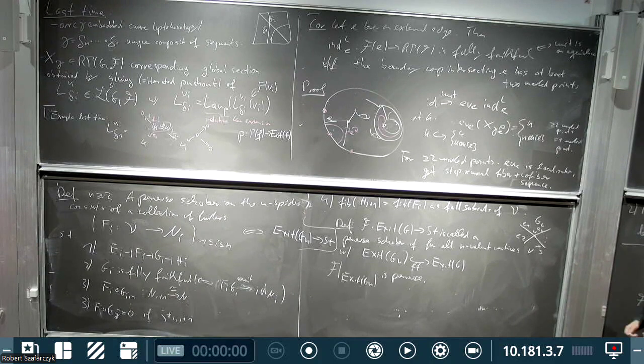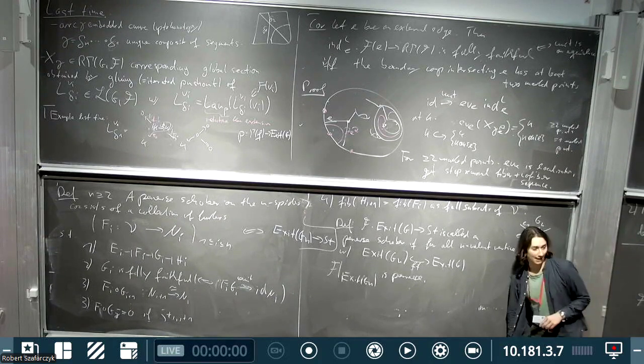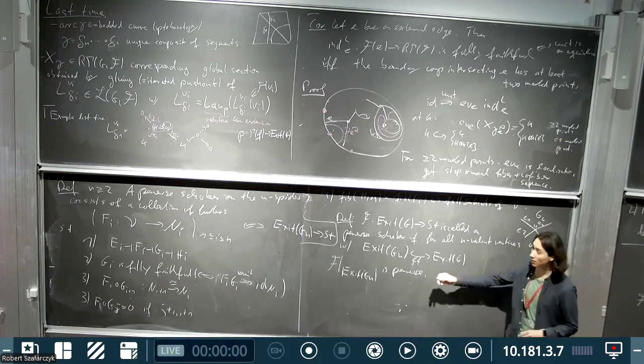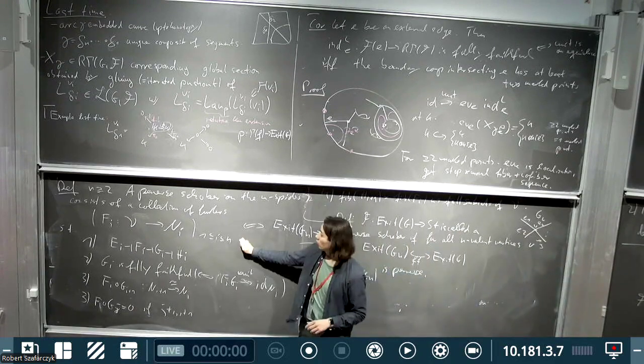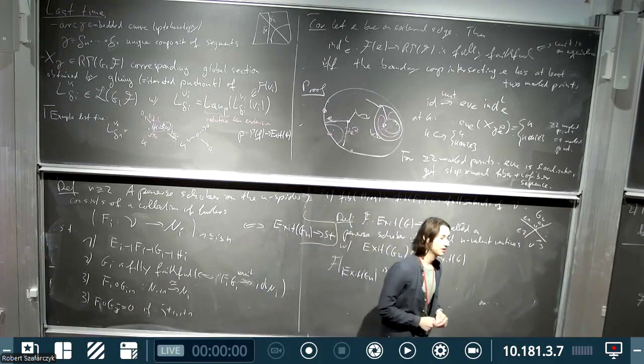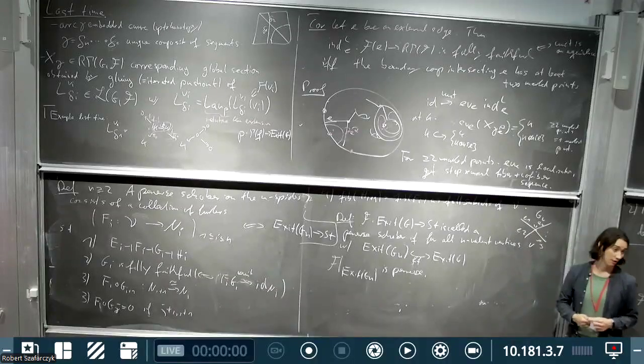So by doing stop removal, you get from a schober on the n-spider to a schober on the (n-1)-spider. And there's an inverse to stop removal.